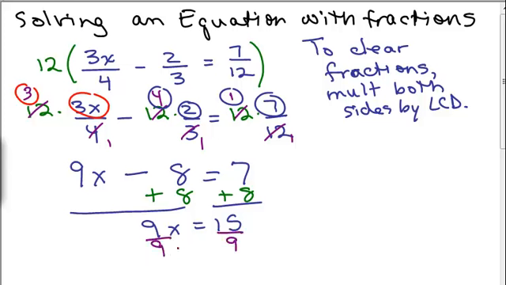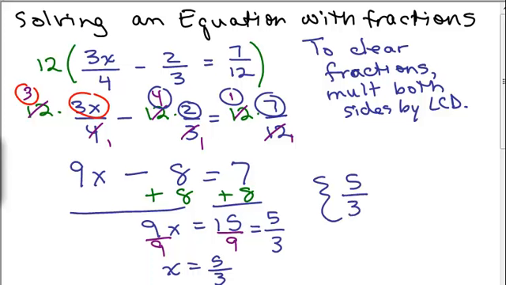Now, we know that's going to be x, right? x equals 15/9. We want to reduce that. So 3 goes into both of those numbers. So 15 divided by 3 is 5. 9 divided by 3 is 3. So my answer is x equals 5/3. And hopefully we got the correct solution.